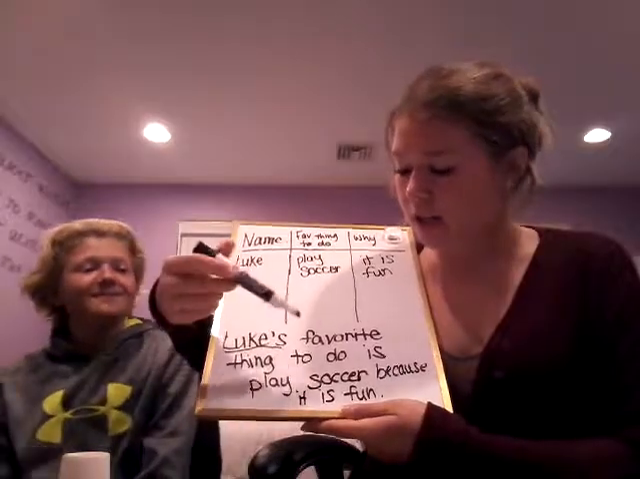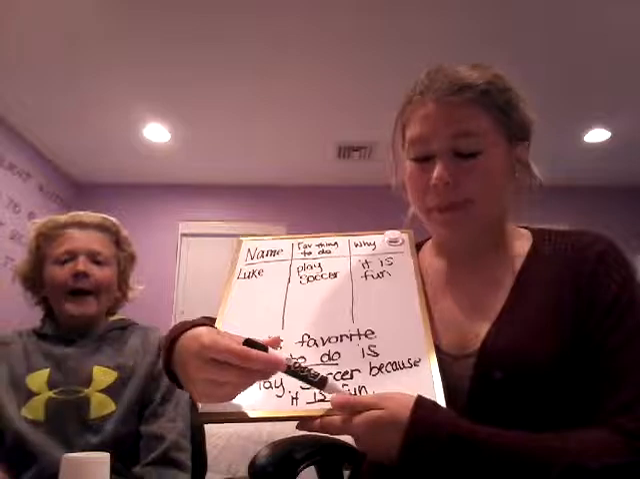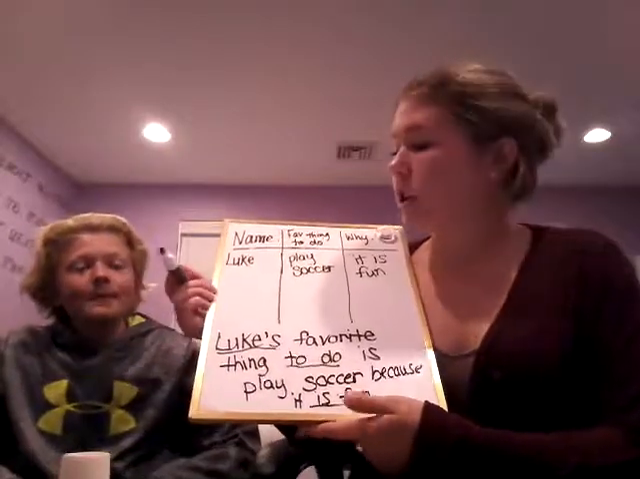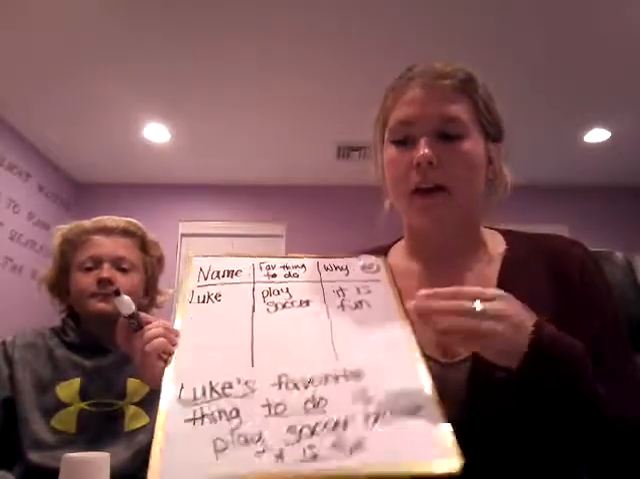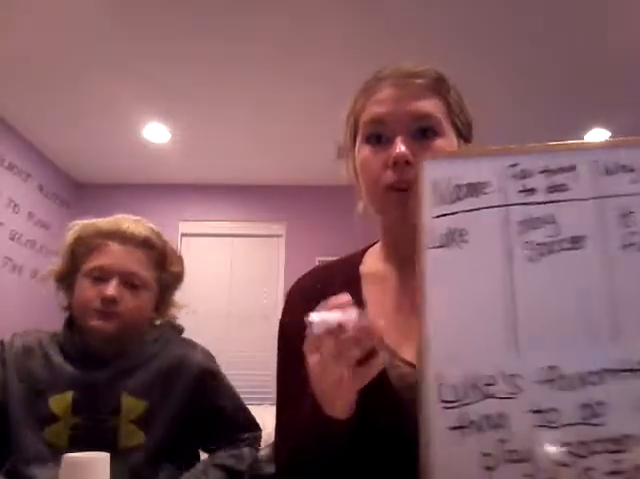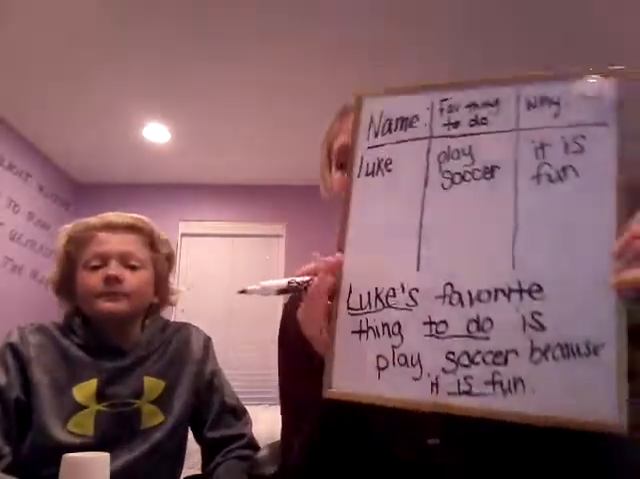So we have the subject, what he likes to do, the verb, and why. So we kind of work backwards. We chunk the information first, organized it into categories, and then we're able to put it together. So it's kind of like what we do for reading a story. We're going to summarize each part, and then at the end we're going to put it all together. So that's just an example.